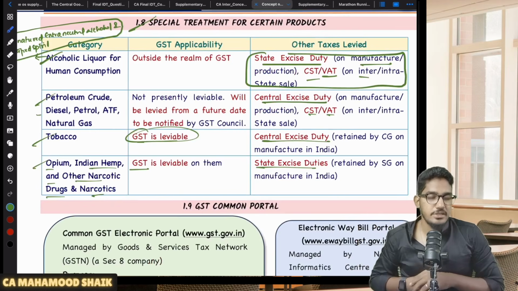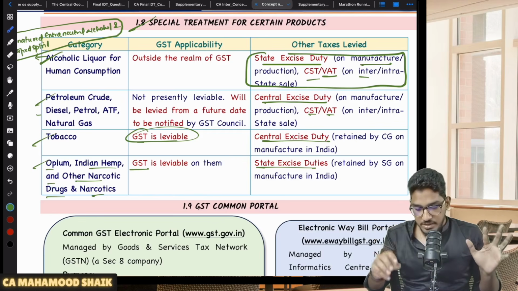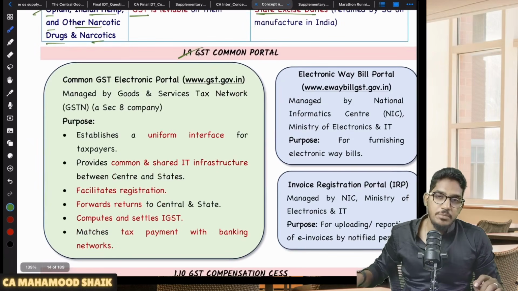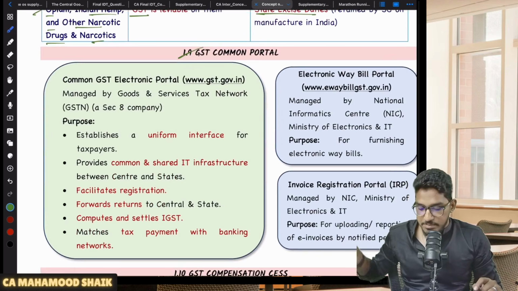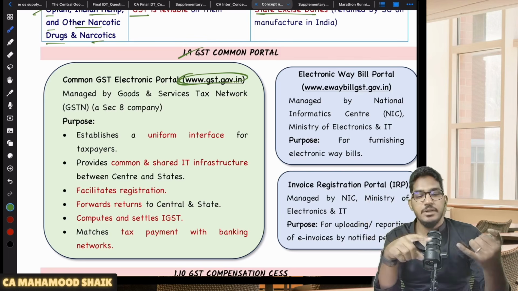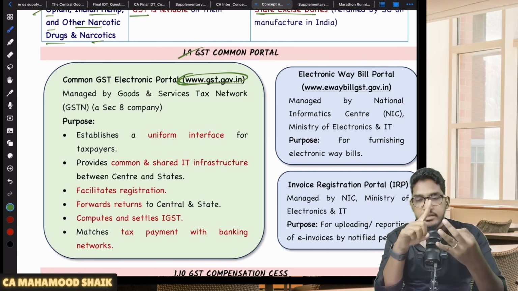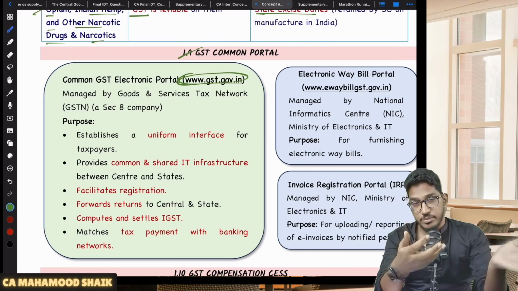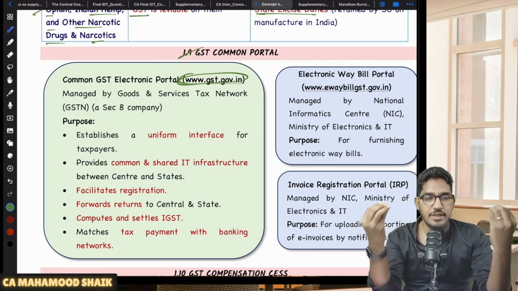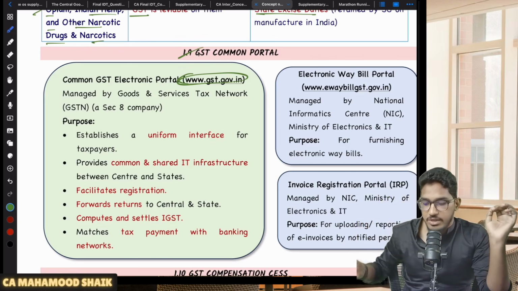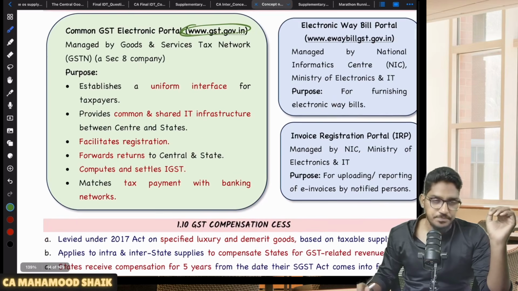So this is the important discussion, guys, from this chapter, whatever discussion we had till now. Hereafter, we have some other small things, like the GST Common Portal. The GST Common Portal is a website, www.gst.gov.in, where all the GST compliances will happen. If you want to take registration, file your returns, make the payment of taxes, if the department wants to conduct audit or any proceedings, everything is done electronically with the help of this one single common portal, www.gst.gov.in. That's why we call it the Common Portal.